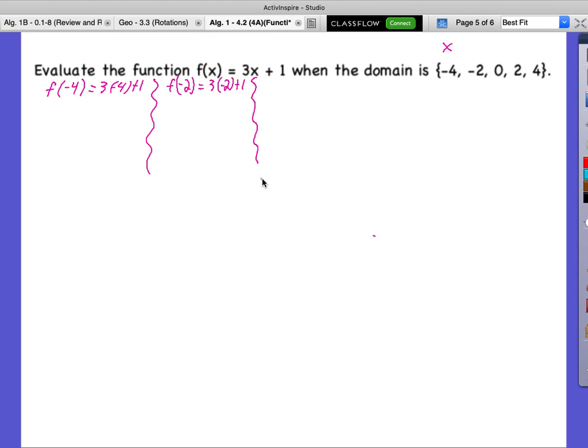Okay, while we're continuing to work, Lucas, do you want to come and do the f of negative 4? You can take your paper up if you want. You can just keep writing each side and then write it last.